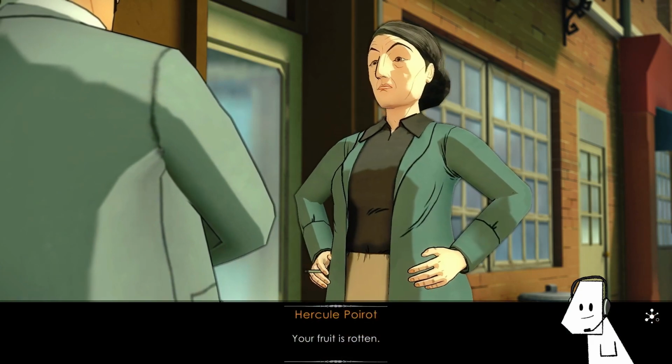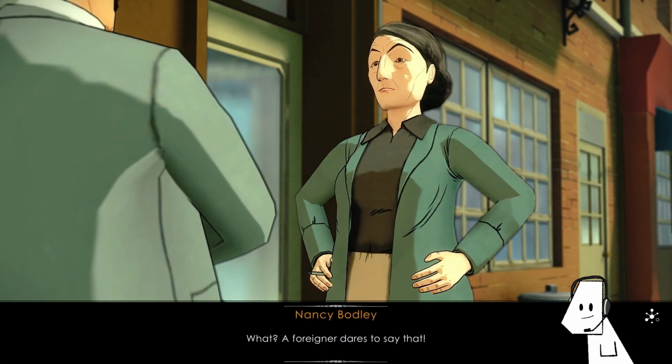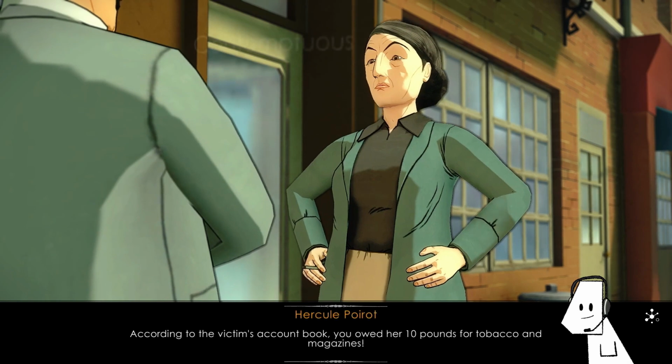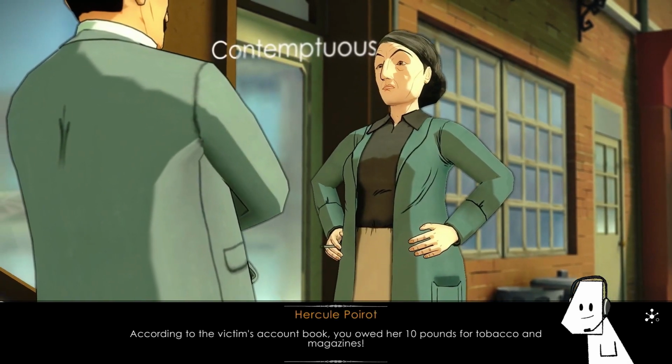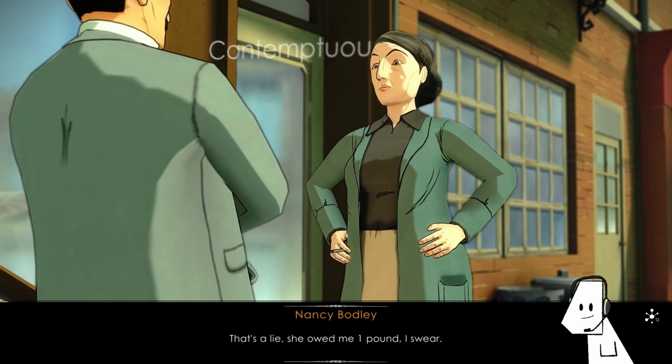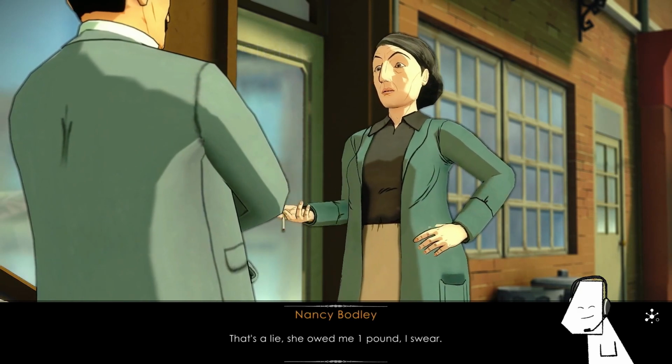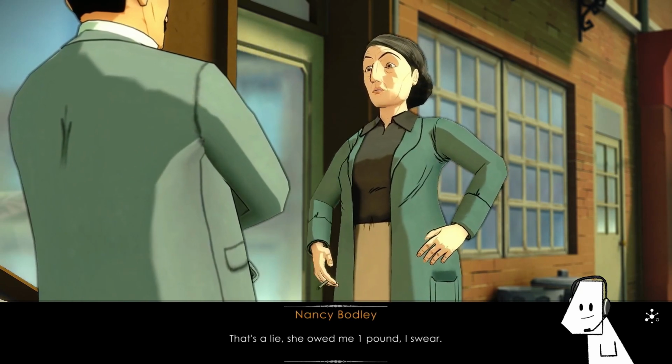Your fruit is rotten. What? A foreigner dares to say that? According to the victim's account book, you owed her £10 for tobacco and magazines. That's a lie. She owed me £1. I swear.